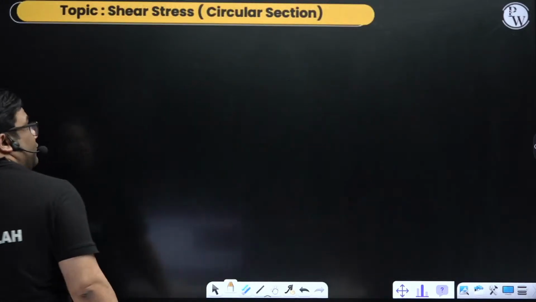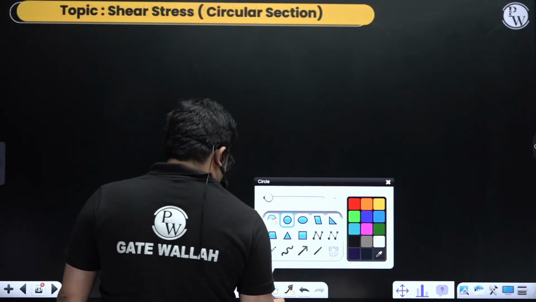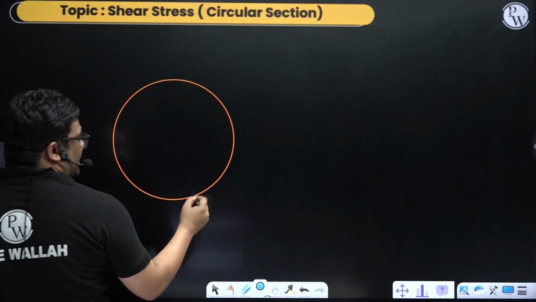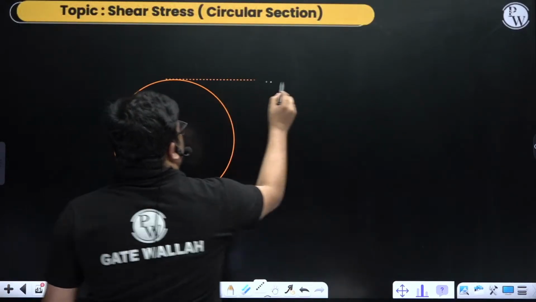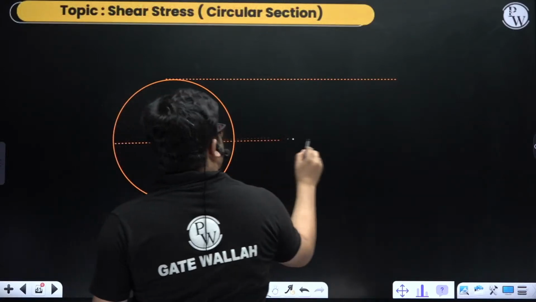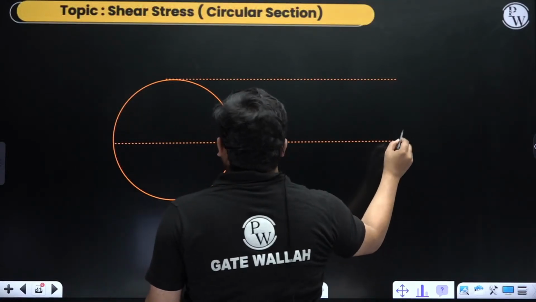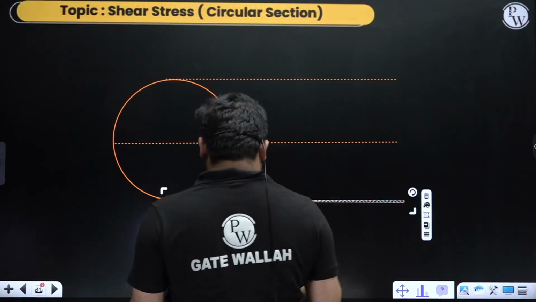Now for circular cross section, I am not deriving, I'll directly give the conclusions. I can derive also, but it is not required. We have to do it in a little fast manner. Derivation was just for your understanding for the rectangle. For circle also, if you want to derive, you can derive, but anyhow you have to remember the conclusions.